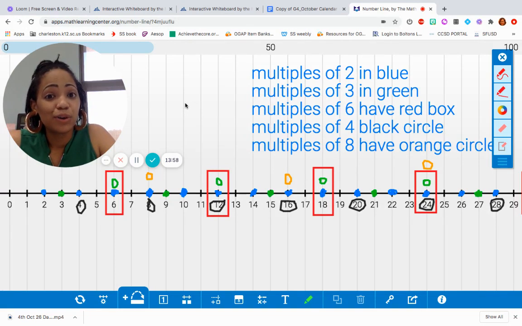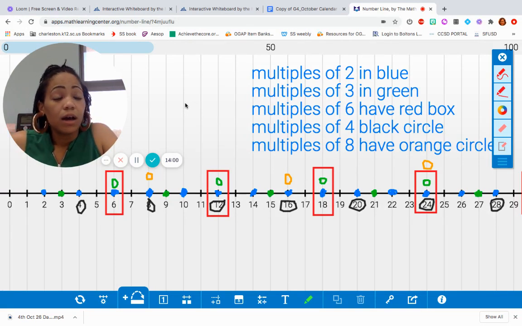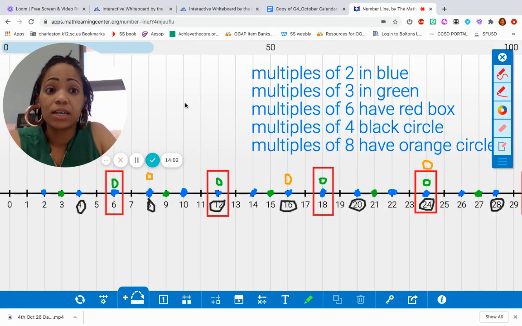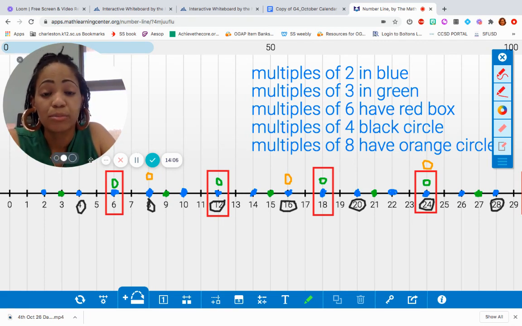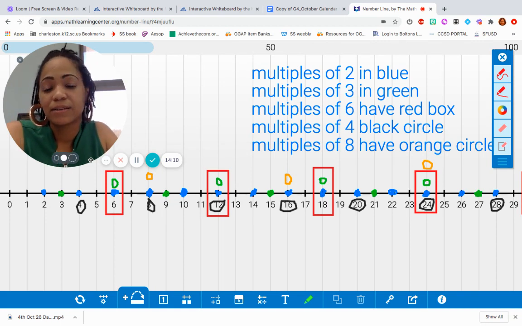But I do want you to know that just because we don't start rounding in November, doesn't mean that rounding is not a good skill to use when you're working through problems to figure out if an answer is reasonable or not.